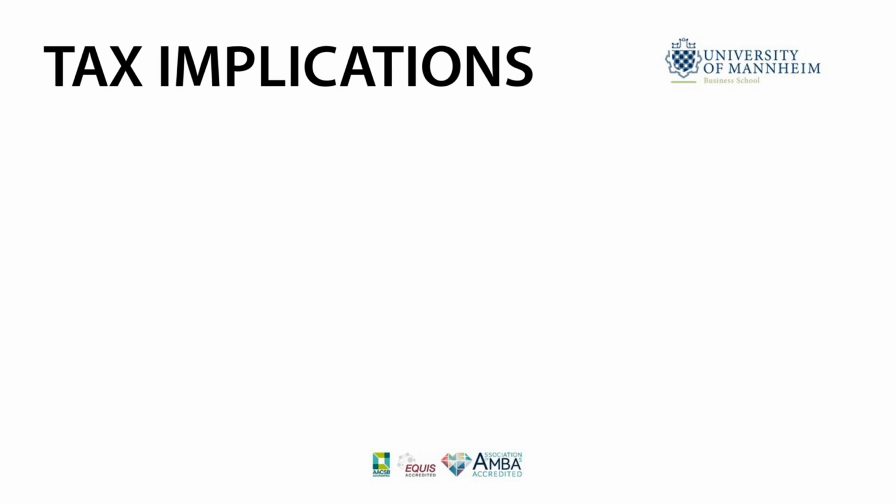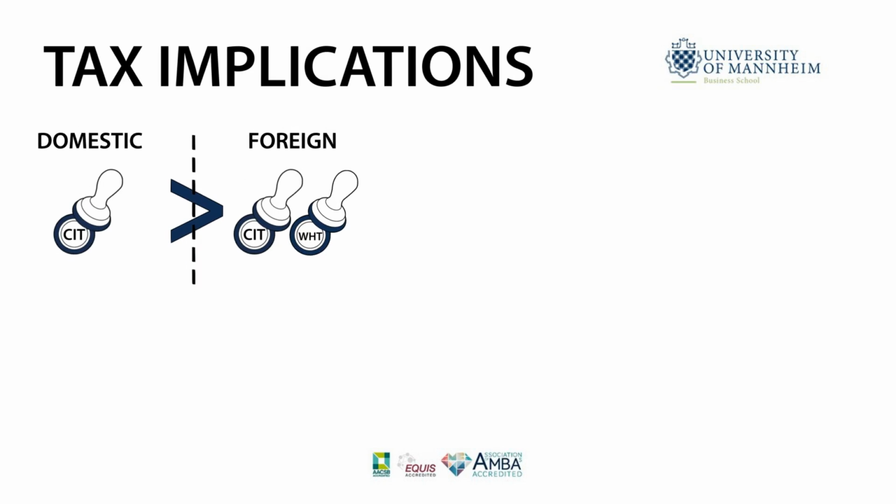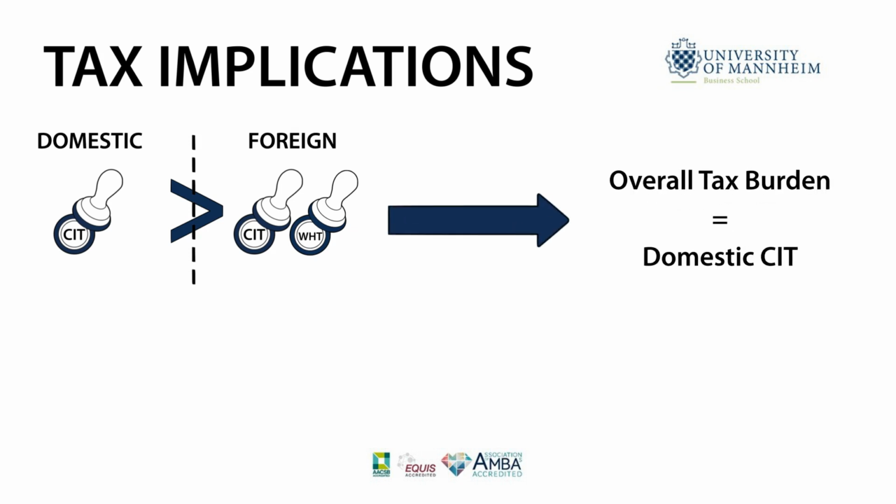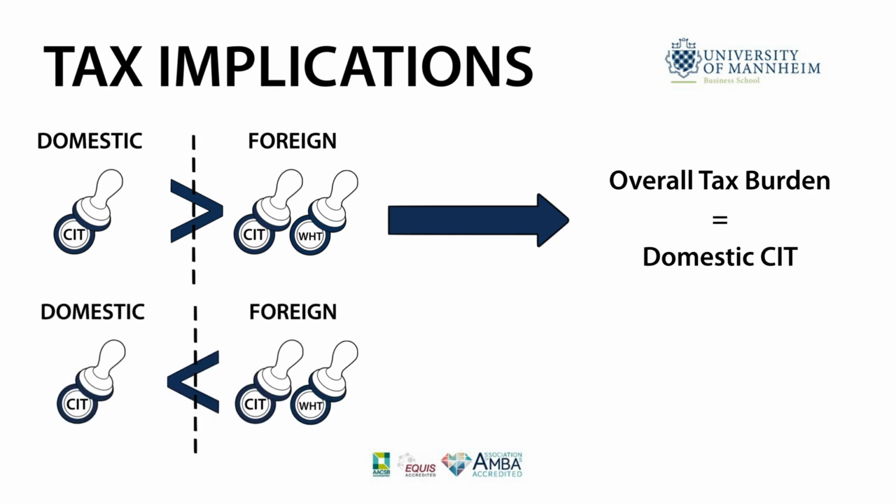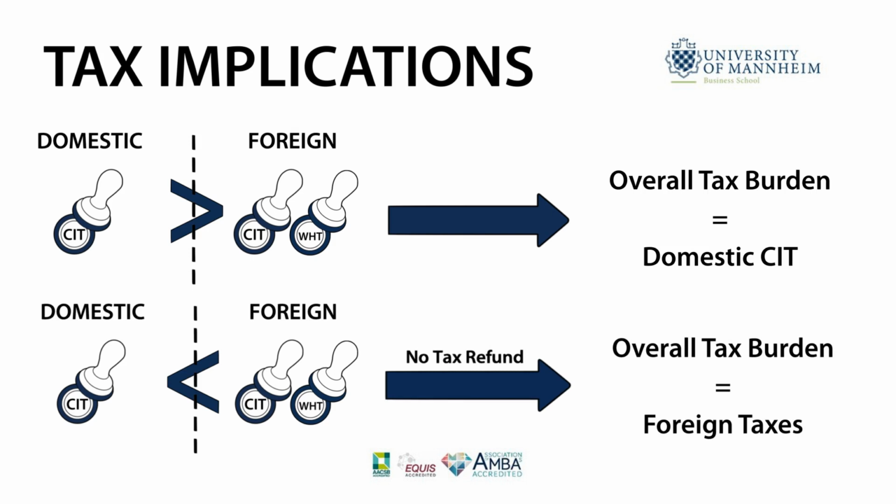You wonder about the implications of the credit method on the overall tax burden. We distinguish two cases. First, if the domestic tax liability is higher, the foreign taxes paid are fully offset against the domestic corporate income tax liability. Therefore, the overall tax burden equals the domestic corporate income tax. Second, if the domestic tax liability is lower, the foreign tax credit exceeds the domestic tax liability. Most countries do not allow for a tax refund. Thus, the overall tax burden equals the foreign taxes.